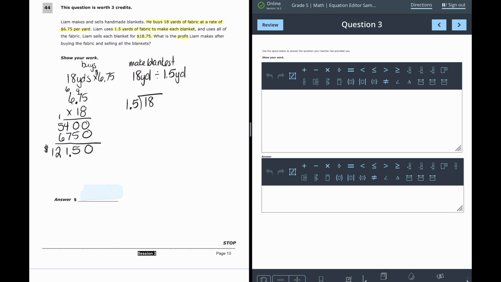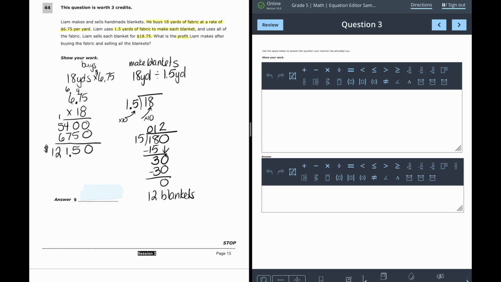All right, it's really hard for me to divide by a divisor that has a decimal in it. So watch how I'm going to rewrite it. I'm going to make this 10 times bigger, but I'm also going to make this 10 times bigger. So I'm going to have 15 into 180. Okay, so I'm preserving that part. 15 goes into 18 one time. 3, bring down the 0. 15 goes into 30 two times. Okay, so he can make 12 blankets. I kind of misspelled blankets here, didn't I? Okay, so he has 12 blankets.